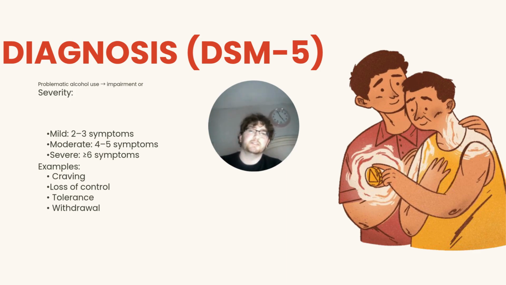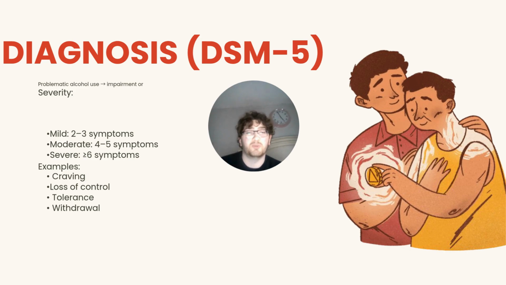So, diagnosis, the DSM-5. How do we make it official? We use the DSM-5. To be diagnosed with AUD, a patient must show at least two of the 11 criteria within a 12-month period. Two to three symptoms is considered mild, four to five is considered moderate, and six or more is considered severe.